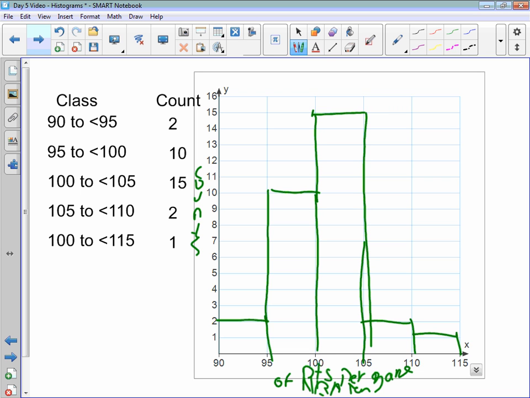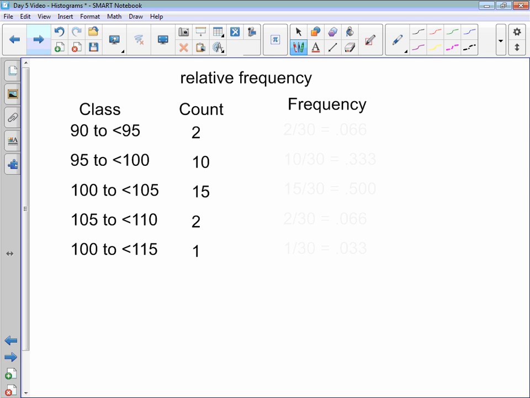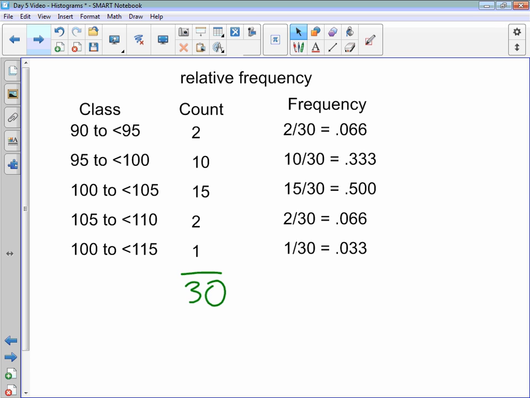Now, in addition to doing the axis as counts, we can also do the axis as frequency. And to do the frequency, we just look at, hey, there's 30 NBA teams total. So the frequencies are to just divide the count by the total, and now everything's changed into a frequency.